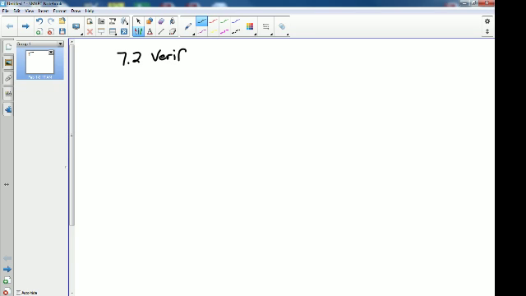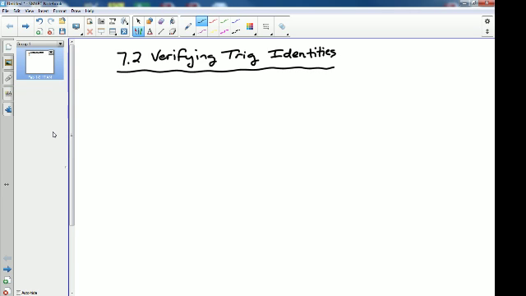We call it verifying trig identities. So those simplified trig expressions that we looked at for 7.1, we're going to put an equal sign in here and do the same thing we did there and simplify.